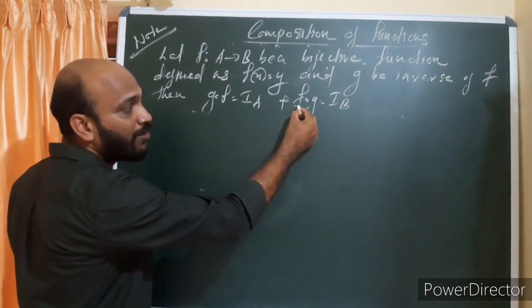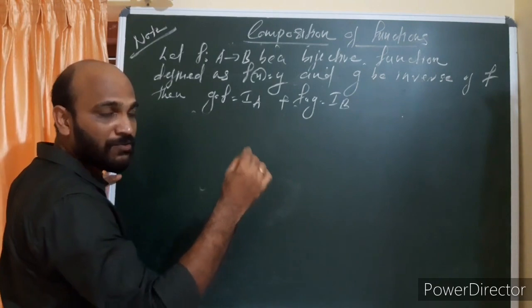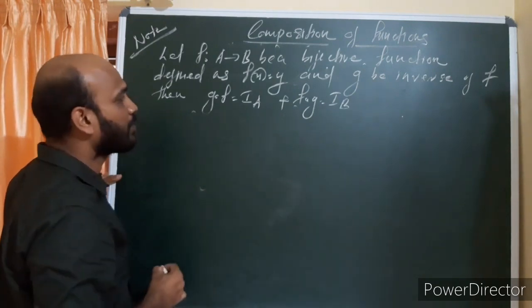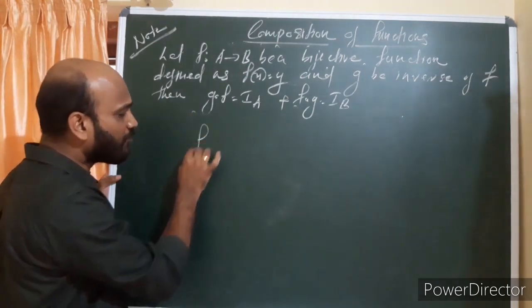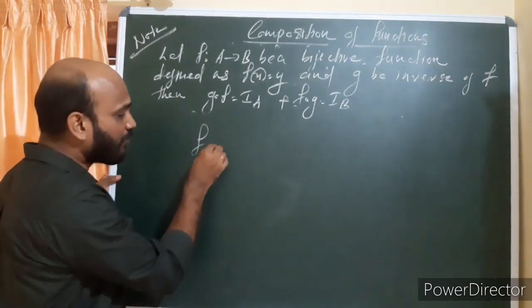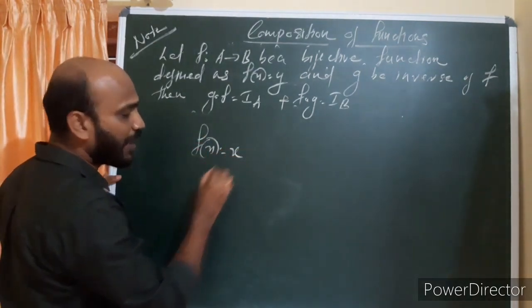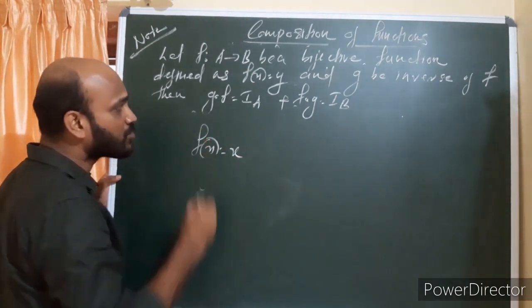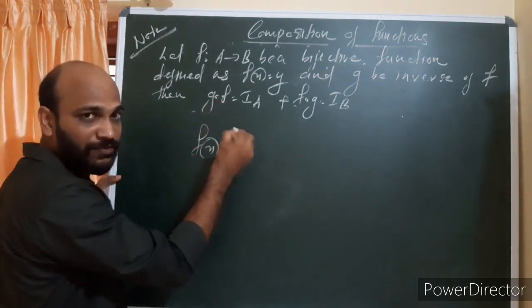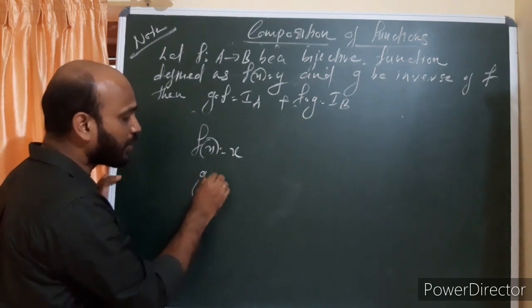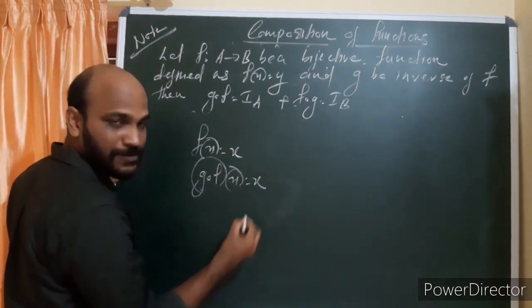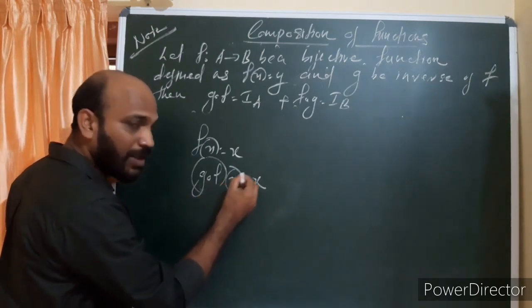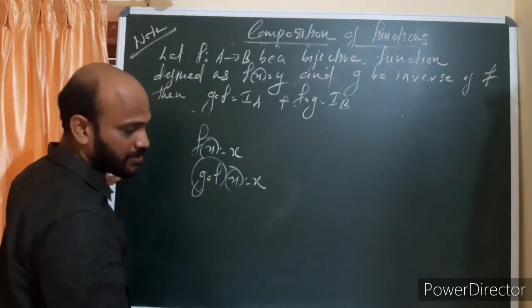And you have to show that F of G is an identity function from B to B. So, what about identity function? A function F is said to be identity if F of X equal to X. Right. Here you have to show that G of F is identity function. That means you have to show that G of F of X equal to X. G of F of 1 equal to 1. Like that you have to get.